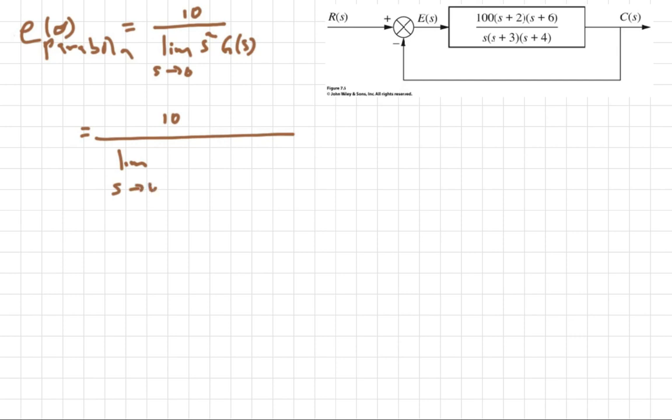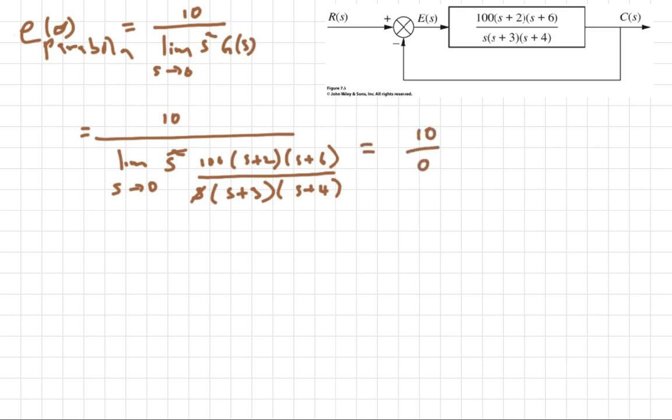limit s tends to 0. So we have s square, and then g of s is 100(s plus 2)(s plus 6) over (s plus 3)(s plus 4). So you can see this s cancel, and that we left s there, and this becomes 0. So this will now be equals to 10 over 0, which gives us an infinite steady state error. So this is the second example.